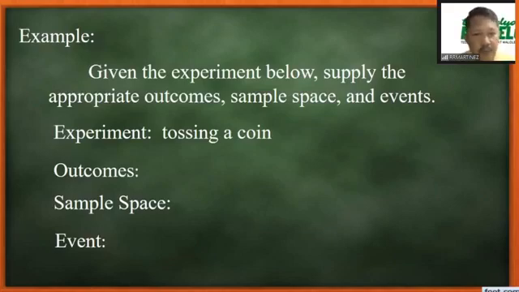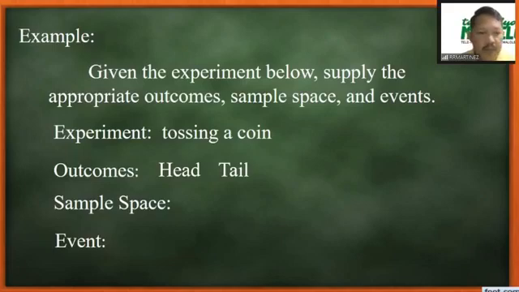Our activity or experiment for this afternoon is tossing a coin. In tossing a coin, there are two possible outcomes. What are those? The first is getting a head. When you toss a coin, it is possible to get a head. And the other outcome is tail. When you toss a coin, it could also be tail.